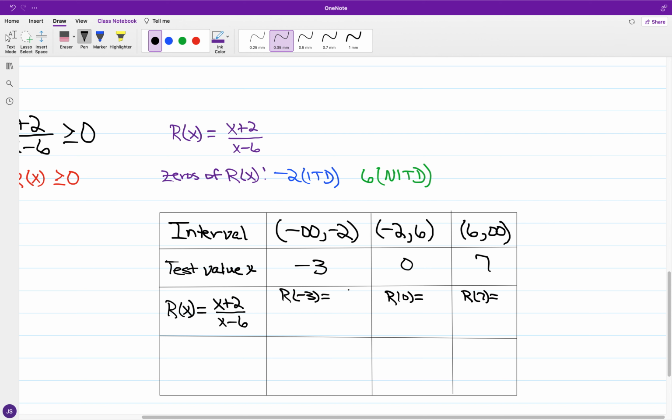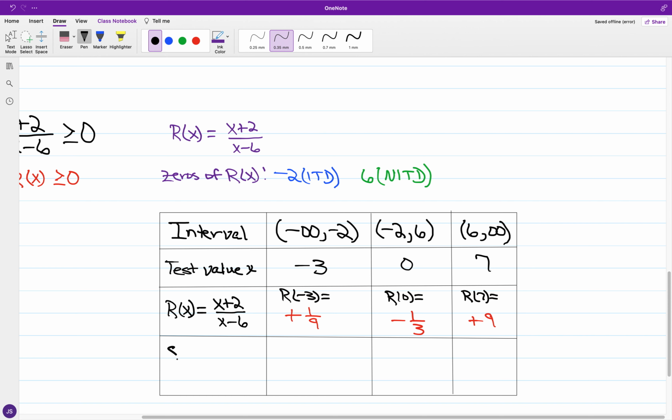and r of 7, so with negative 3, we have negative 3 plus 2 is negative 1, negative 3 minus 6 is negative 9, so we got negative 1 over negative 9, and a negative over a negative is a positive, so we have plus 1/9. For 0, we got 2 over negative 6, and 2 over negative 6 is reducible to negative 1/3. And in the case of 7, 7 plus 2 is 9, 7 minus 6 is 1, so you have a 9-to-1 ratio. So that's going to be plus 9.